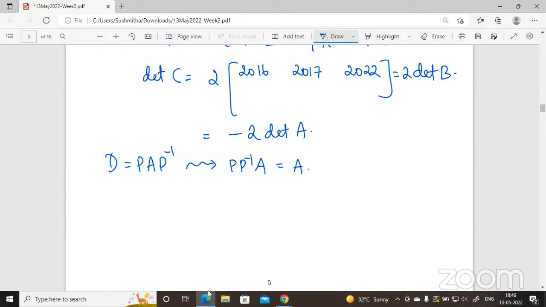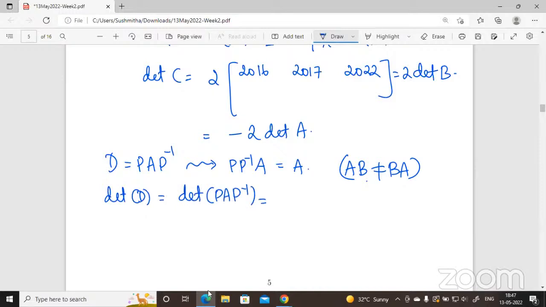No, but how do you know that A and P inverse commute? How can you tell A P inverse is equal to P inverse A? Matrix multiplication is not commutative, no? But what do we know? Once we take the determinant, what is the determinant of P A P inverse? It's determinant of P into determinant of A into determinant of P inverse. And what is the determinant of P inverse? 1 by determinant of P. So that gets cancelled, and you'll get determinant of A.